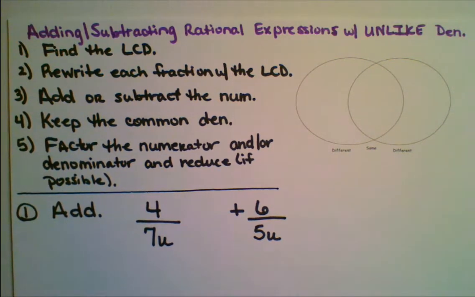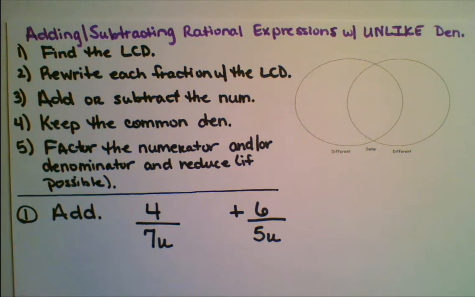All right, so now we focused on how to find the LCD. Let's do some examples on not solving, but adding and subtracting rational expressions with unlike denominators. So here are the steps. Find the LCD. Rewrite each fraction with the LCD. Add or subtract the numerators. The numerators keep the common denominator. Factor the numerator and/or denominator and reduce if possible.